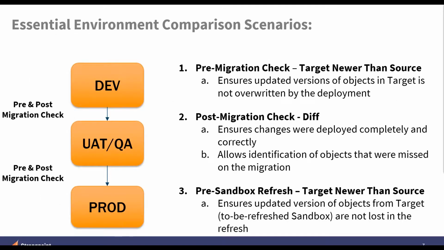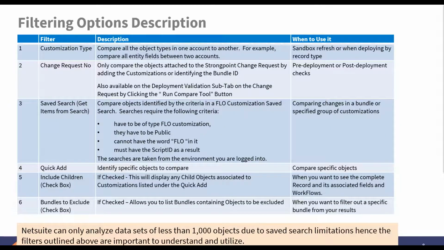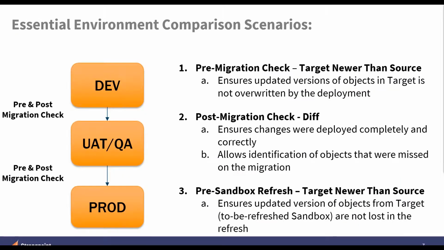Now let's move to scenarios. There are a few scenarios in which you would want to use environment comparison just to validate your data. One is the pre-migration check, and within that, we do advise that you use the target newer than source. This will ensure that the updated versions of the objects in the target are not overwritten by your deployment. That target newer than source will alert you to anything that is newer in your target account, typically your production, and make sure that that information is not overwritten.